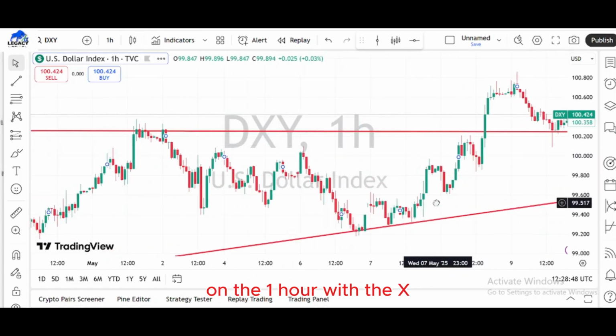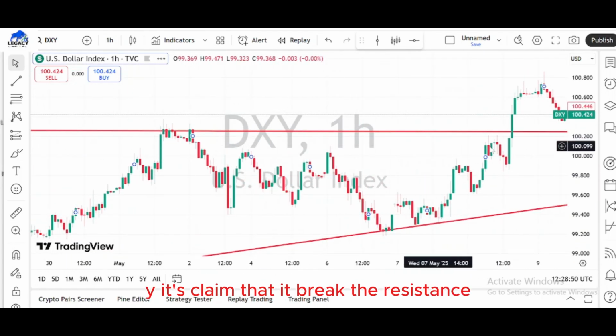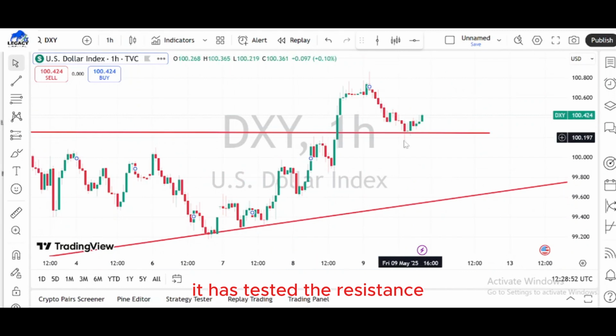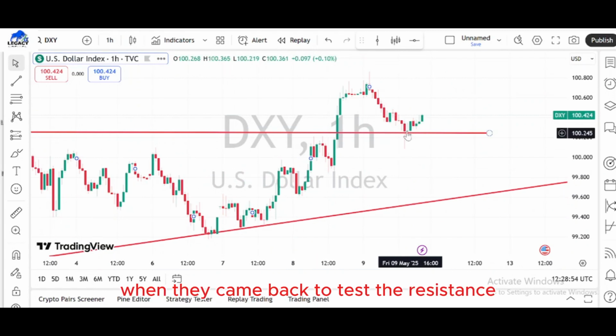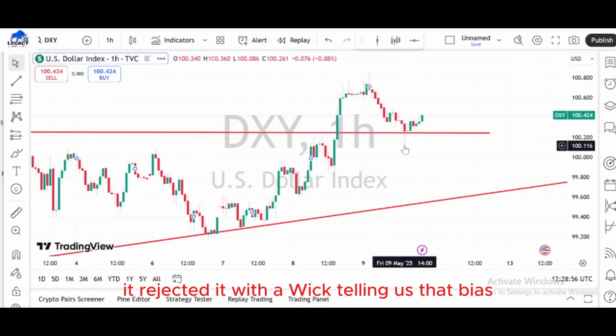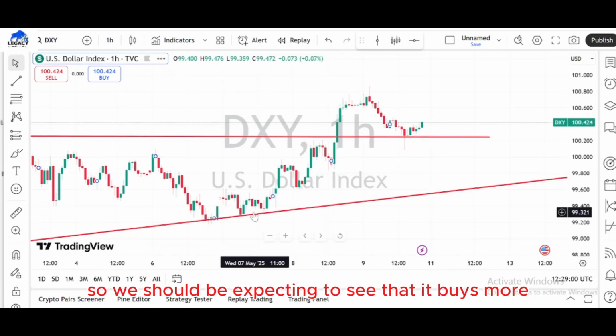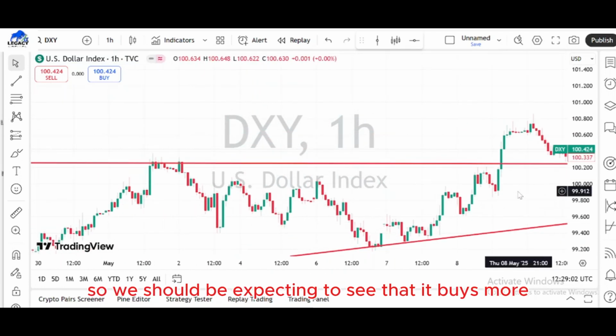On the 1 hour with the DXY, it's clear that it broke the resistance. It has tested the resistance, and we see that when it came back to test the resistance, what happened? It rejected it with the wick, telling us that buyers' momentum will continue. So we should be expecting to see that it buys more.